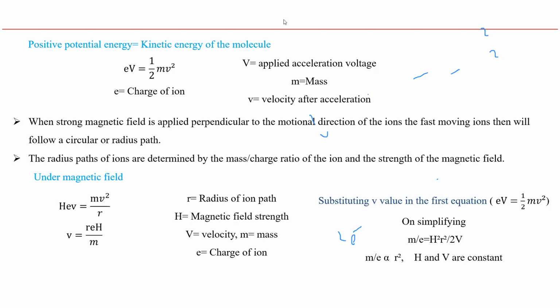These two are constant, so m by e is directly proportional to the radius of the molecule. If the molecule has a high radius or larger size, it travels a larger curvature path. If it has less radius, it follows a lesser curvature path, so these molecules reach the analyzer in a short period of time. The molecules with the higher curvature path reach the analyzer later and take much more time. So this is the principle involved in mass spectrometry.